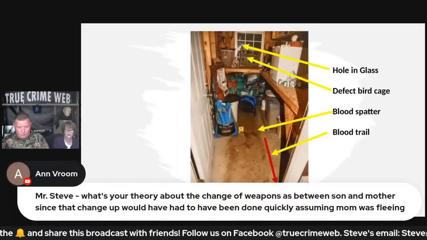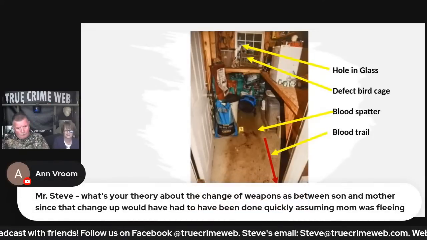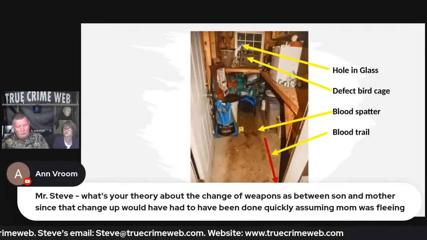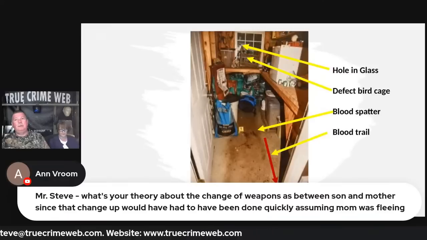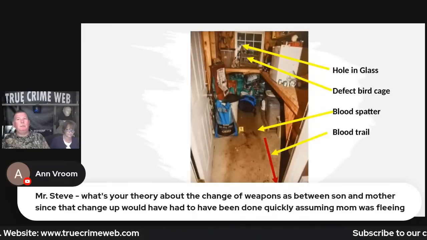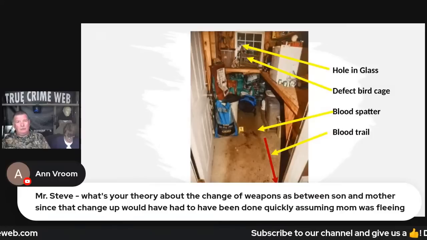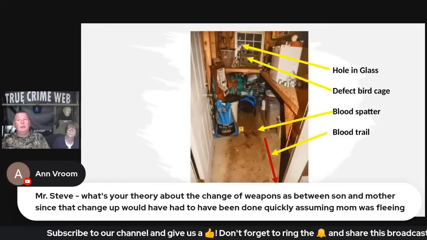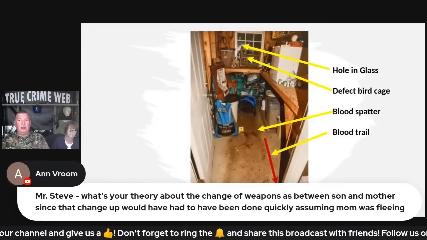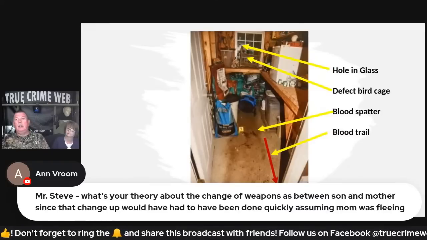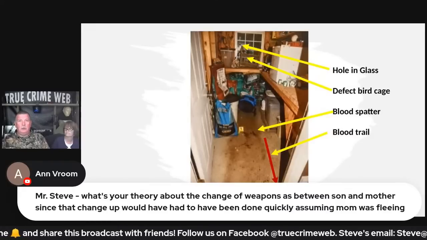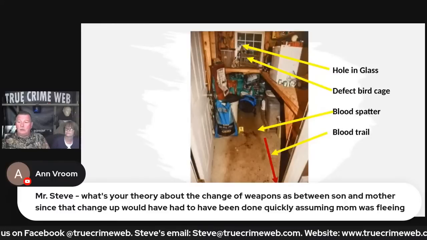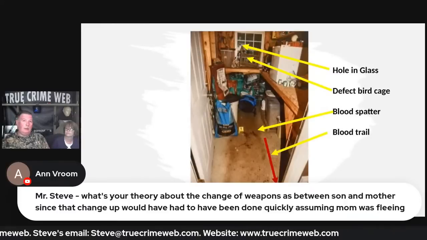All right. And Dan, what's your theory about the change of weapons as between son and mother, since that change-up would have been done quickly, assuming mom was fleeing? And that's something we might not always. I don't assume that mom was fleeing. I've seen this happen a lot of times, and it's part of nature. Moms don't usually flee. When it comes to their children and protecting them, moms have a huge instinct to protect and attack.